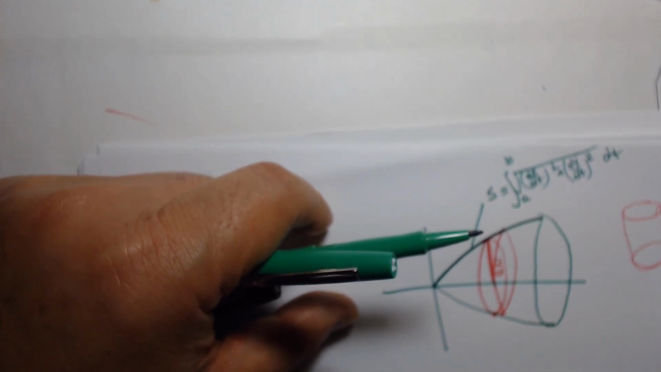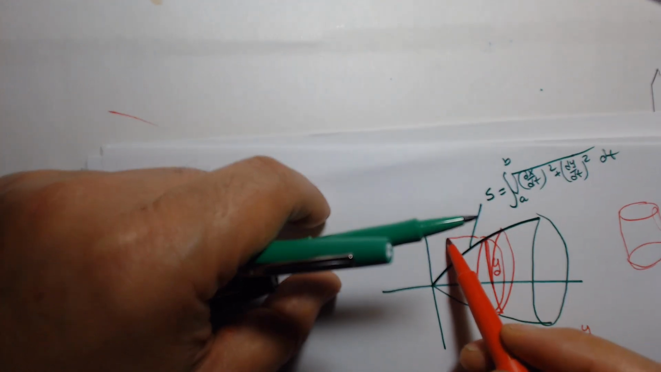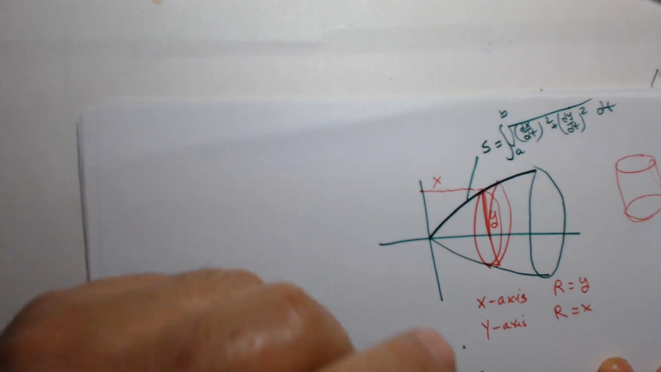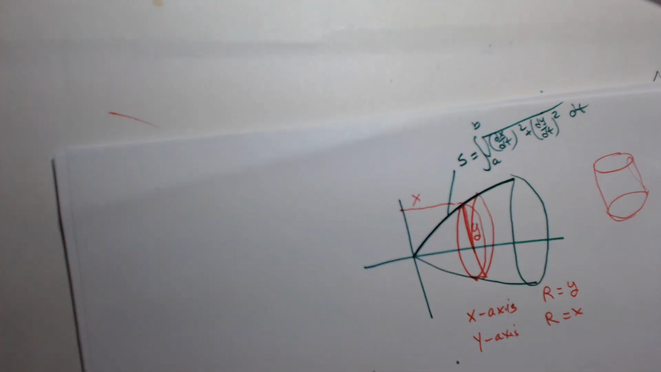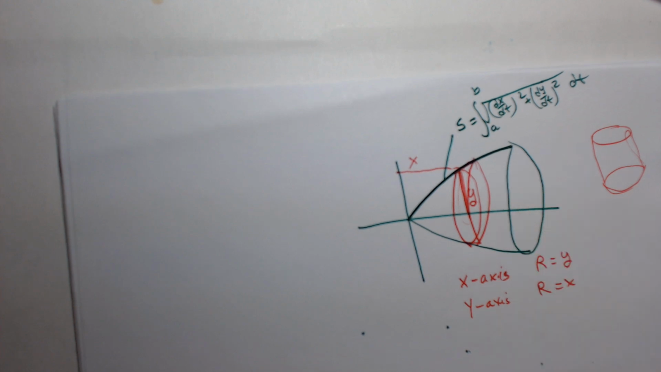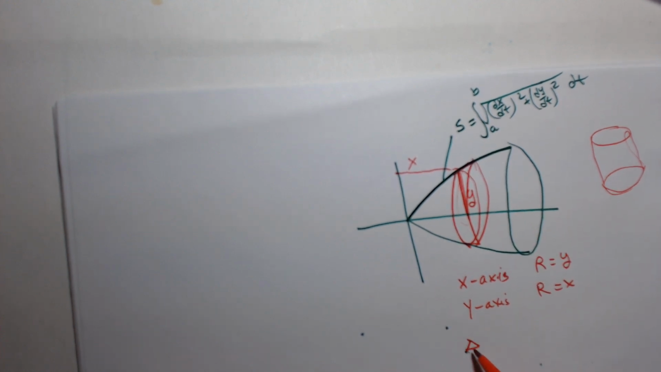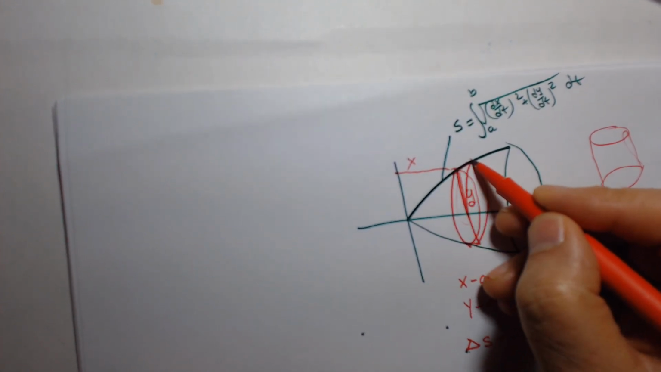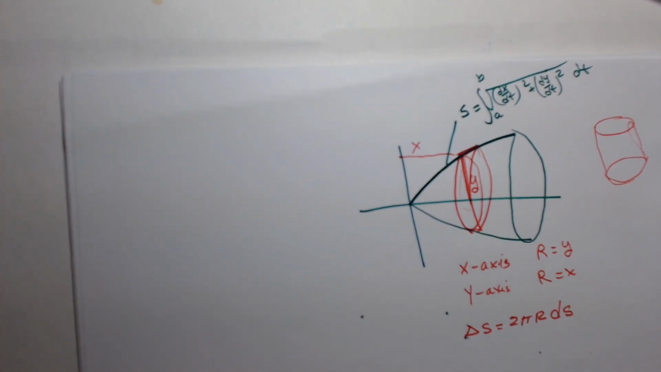Therefore, if you do it with respect to the x-axis, your radius is the y. But if you do it with respect to the y-axis, your radius is x. Then, what is the surface area of only one disk? The surface area of one band is 2 pi r, but the height is part of the arc length.